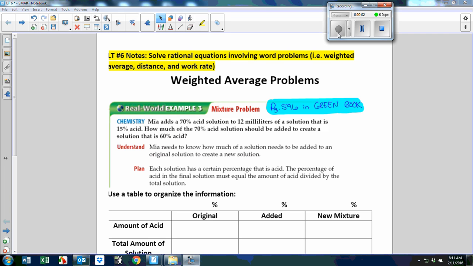All right, this video is for Learning Target 6. There will be 3 videos because Learning Target 6 is solving real-world problems, and there's going to be 3 distinct types. The first video is for mixture problems. Mixture problems can be done a couple of ways.